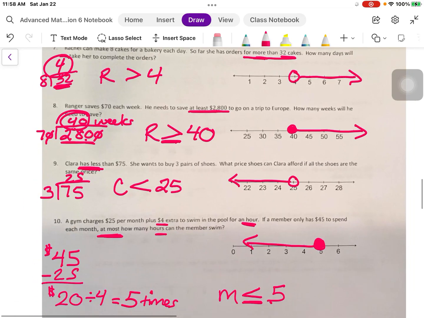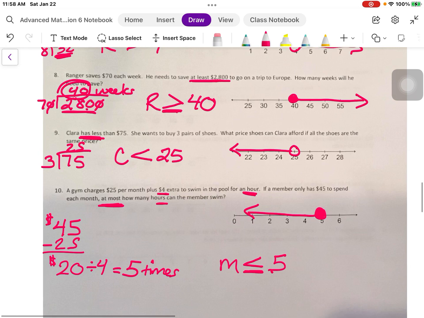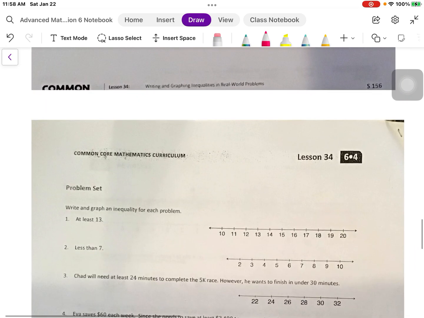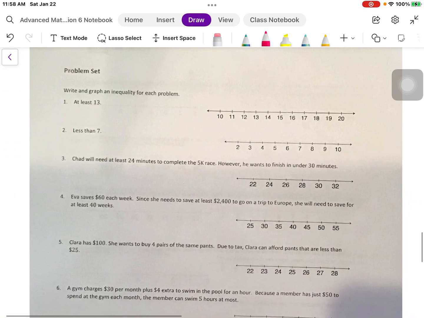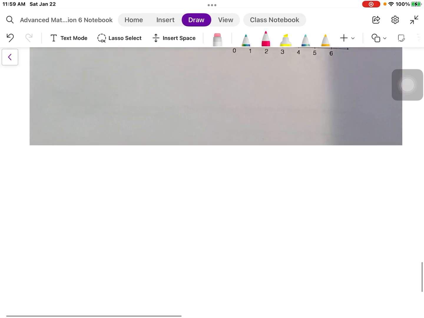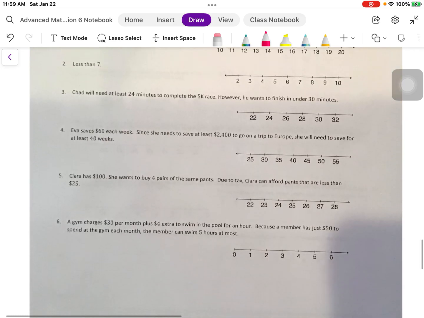All right, well done. That concludes our practice. And now I'm going to have you stop, and you're going to go do the problem set for homework.